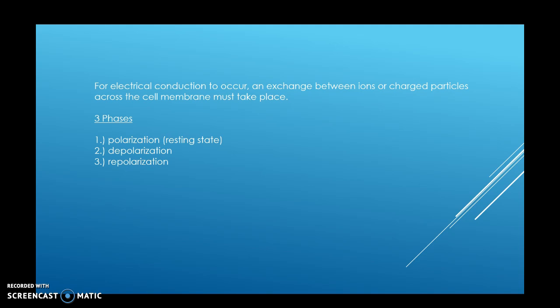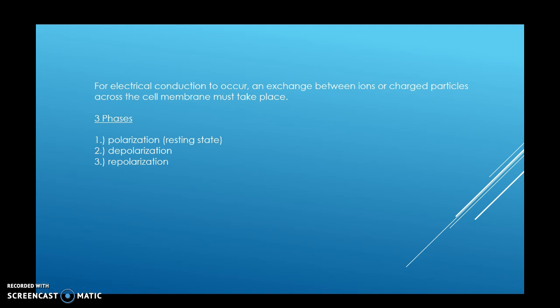Okay, so for electrical conduction to occur, an exchange between the ions, or those particles, has to happen across that cellular membrane. So there are 3 phases at which this happens. And those 3 phases are called polarization, depolarization, and repolarization. So what you just drew on your piece of paper right there, with sodium on the outside and potassium on the inside, that was polarization. That's what that's called, resting. Okay? So you can go ahead and write that at the top.